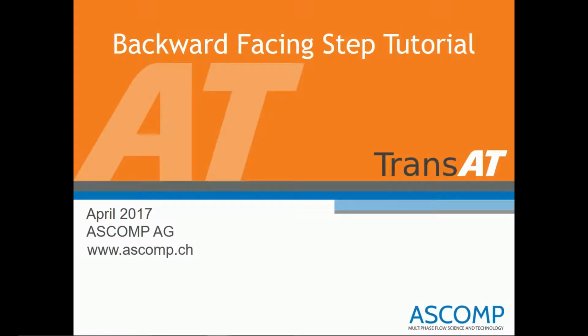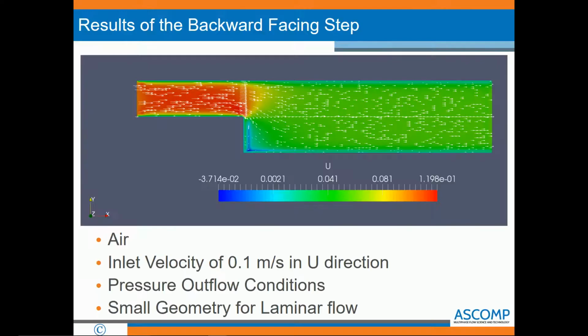In this video, we will show a backward-facing step to show the features of TransAT. A backward-facing step is an interesting problem that can show recirculation and vortices within a flow. We have air entering in the left domain with a velocity of 0.1 meters per second in the u direction. On the right side of the domain, we have a pressure outflow condition.